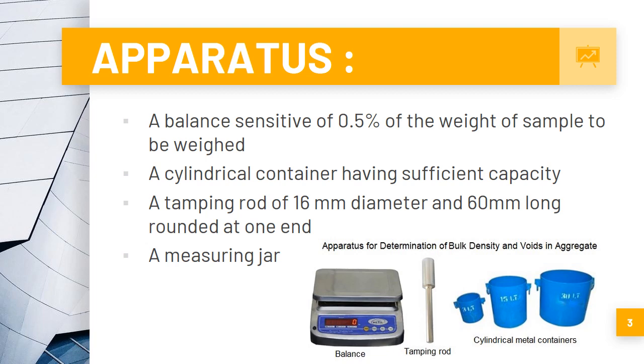The apparatus required for this experiment are as follows: a balance, which is sensitive to 0.5% of the weight of the sample to be weighed, a cylindrical metal container having sufficient capacity as shown in the figure, a tamping rod of dimensions 16 mm diameter and 60 mm long, which is rounded at one end, and finally a measuring jar.